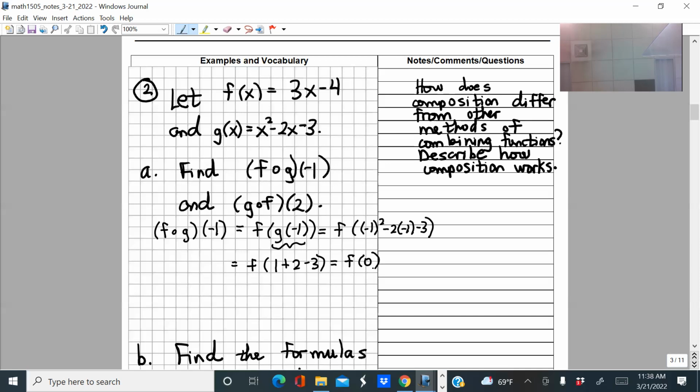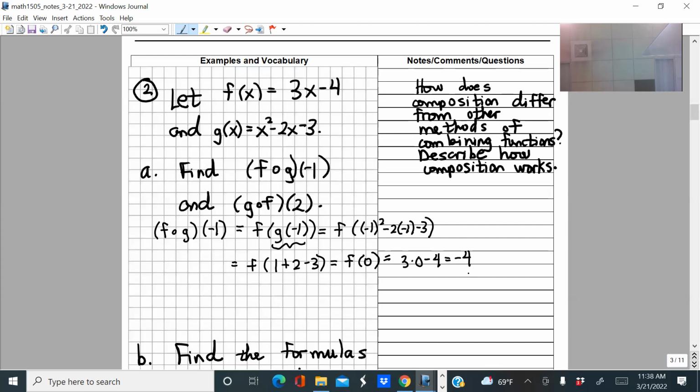Now we have to calculate F of 0. So what's F of 0? Well, there's our formula for F. So we have 3 times 0 minus 4, which is -4. That's it. So F of G of -1, all of that turns out to be -4. So see, just like with any other function, with the function F compose G, when you have an input, you get a matching output, right?